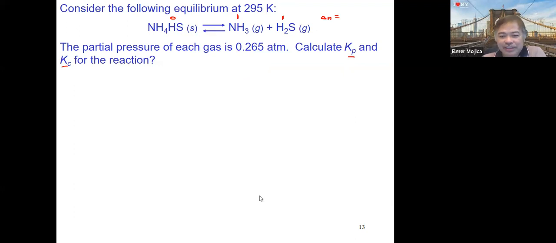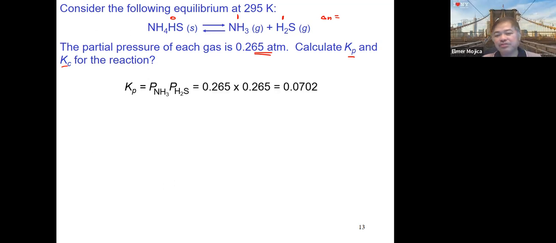It's all about that K. Since the given value is in atmospheres, the first K that you're going to calculate is Kp. So you write the expression: Kp is equal to the product of the partial pressure of NH3 and the partial pressure of H2S. And since they're the same, you just square 0.265. And from that, you get this value.